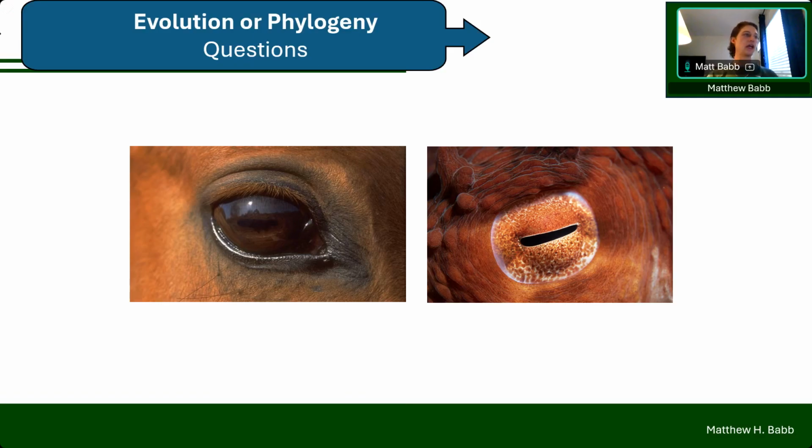Another example, and I use this example here to show on this picture, is, how do both vertebrates and cephalopods like octopi and squids evolve to have similar eyeball structure despite evolving a long, long time ago in an organism without that same structure? So that would be sort of an example of a phylogeny or an evolution question.